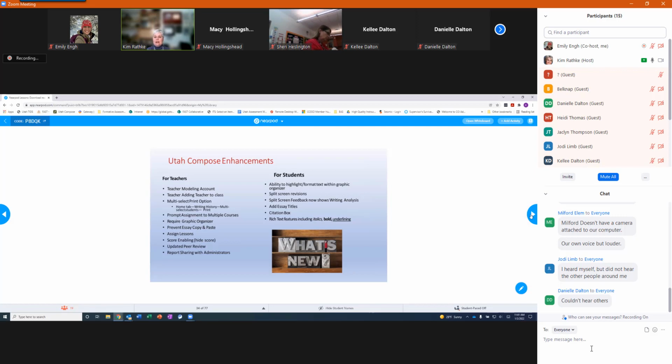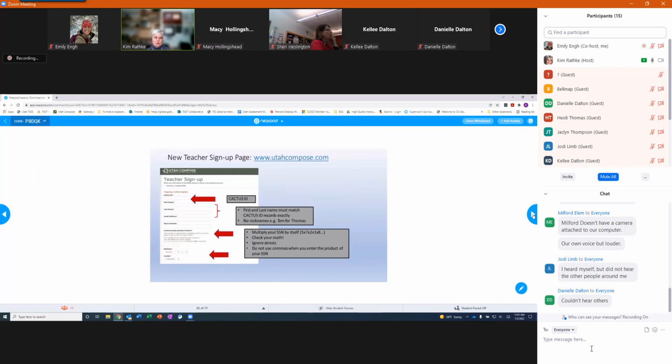Your students can now highlight and format text within a graphic organizer. The revision screens are split, so they're side by side now. It also shows their writing analysis. They can add essay titles. There's a little citation box, and there's also rich text formatting that allows them to go ahead and use what they need to do. So there's a lot of different enhancements that are out there, and I'm just talking at you about them, but I'll show you.